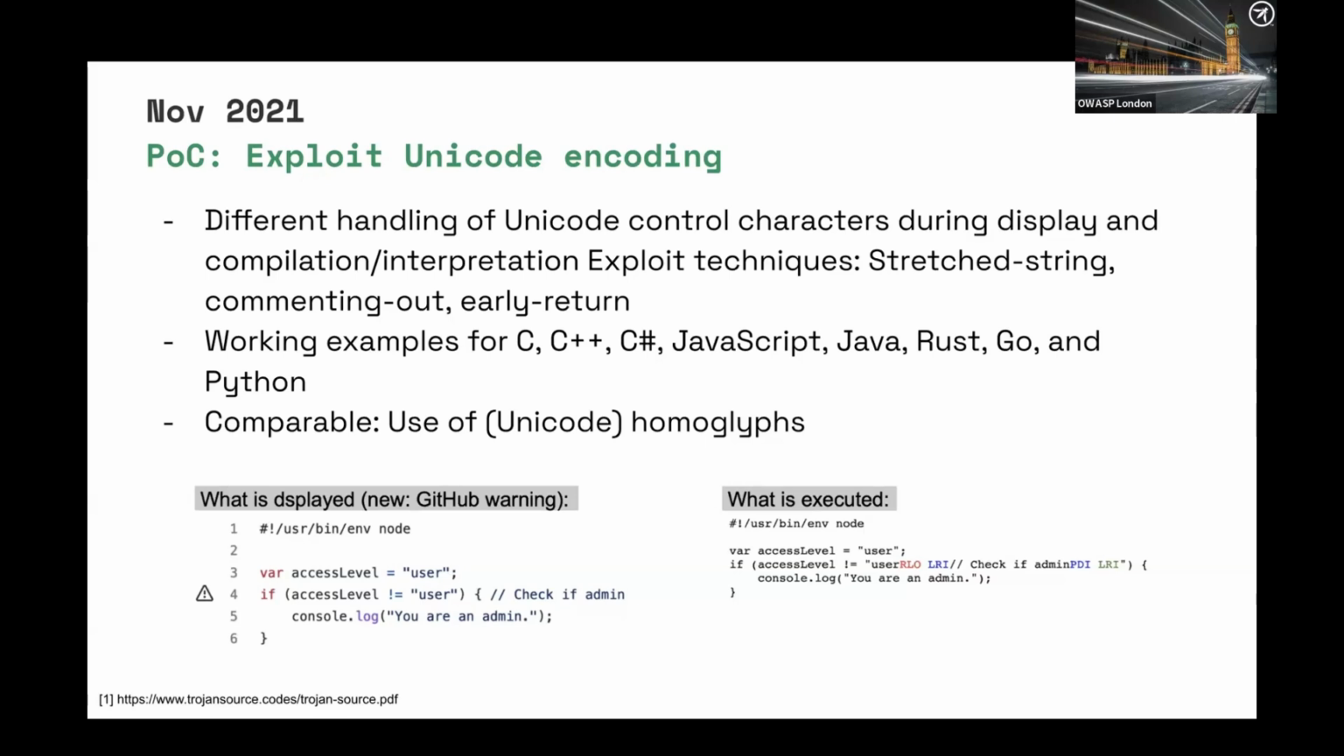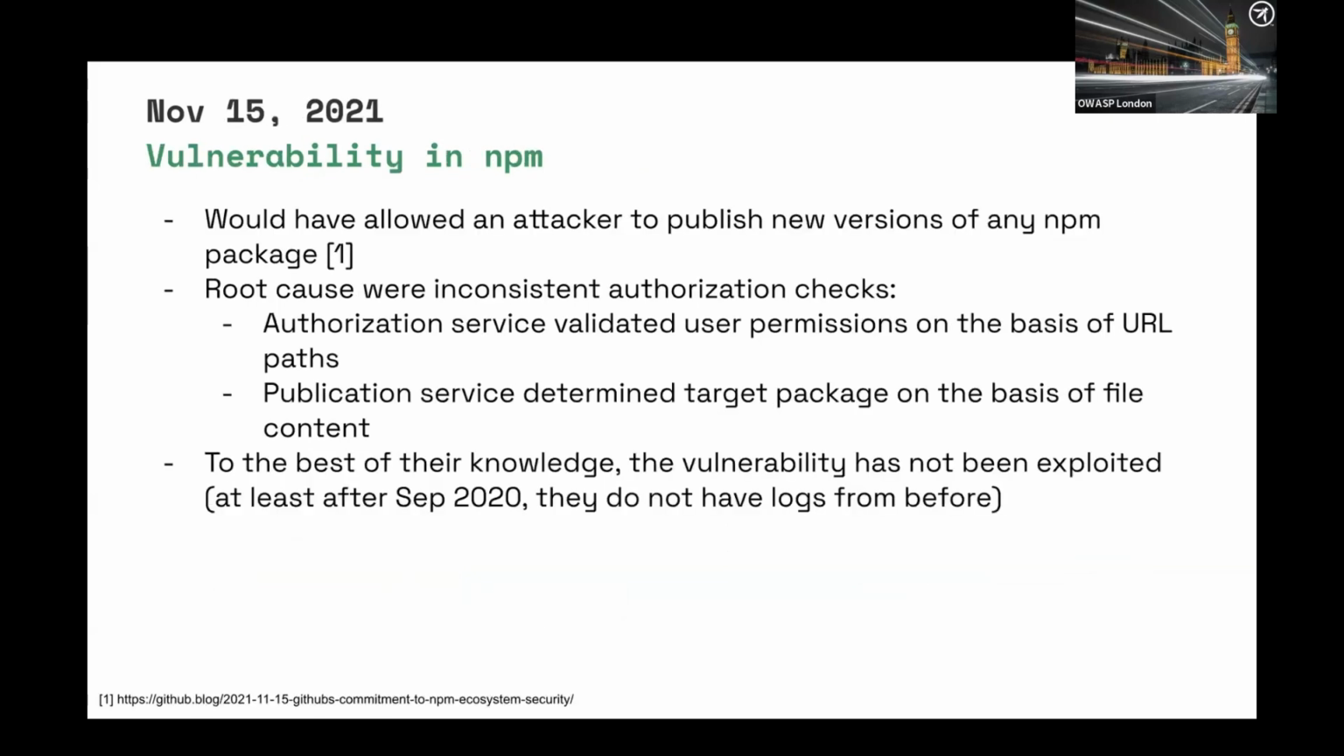Following up, GitHub added this small exclamation mark, if you see it. This is just to say, here are some special Unicode characters in your code. So maybe look more closely. This also affected Visual Studio Code and a couple of other IDEs.